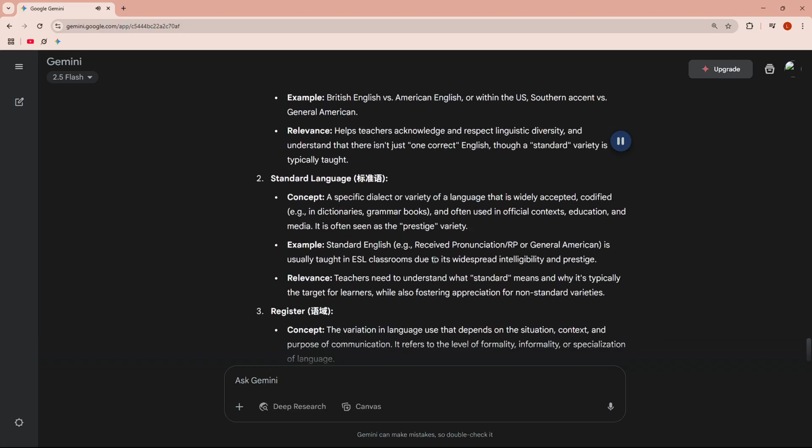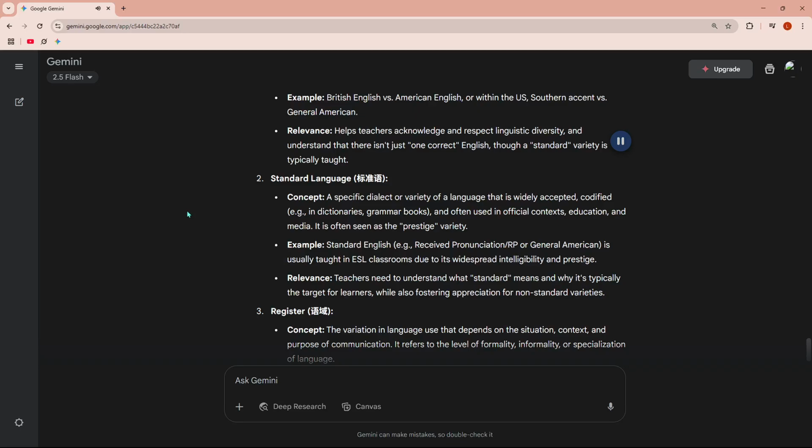2. Standard language. Concept. A specific dialect or variety of a language that is widely accepted, codified, e.g., in dictionaries and grammar books, and often used in official contexts, education, and media. It is often seen as the prestige variety.